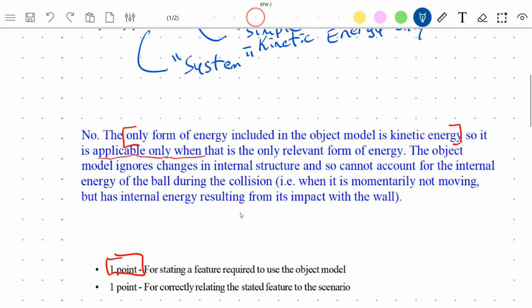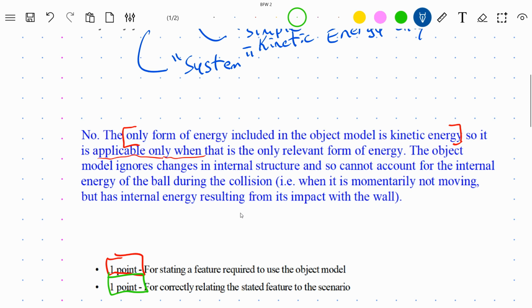There was a second point. Okay, so let's get this up here. Oh, it's not working for some reason. My stylus is acting strange. There we go. Okay, so one additional point for correctly relating the stated feature to the situation we're dealing with here, right? Like the scenario. So how does that pertain?